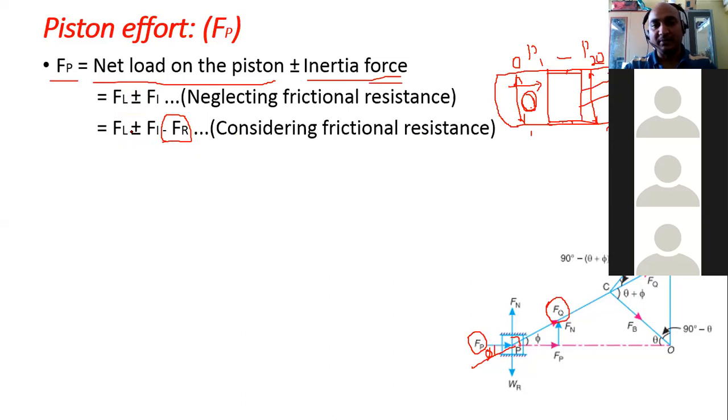So why plus and minus? Understanding this concept is very important. Sometimes it is plus, sometimes it is minus. So when it is plus and when it is minus, you can see when the piston is moving from top dead center to bottom dead center. When it is moving from TDC to BDC, what happens?